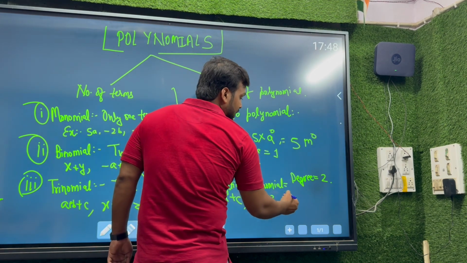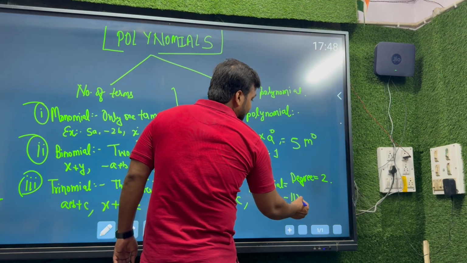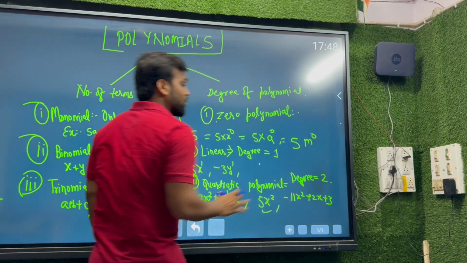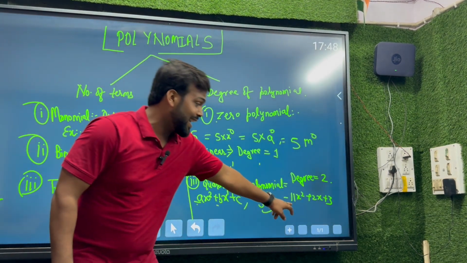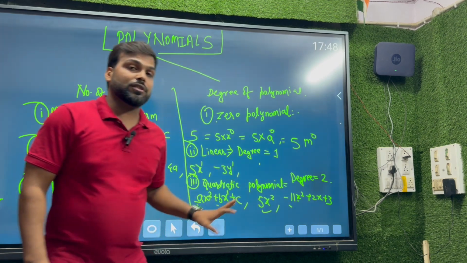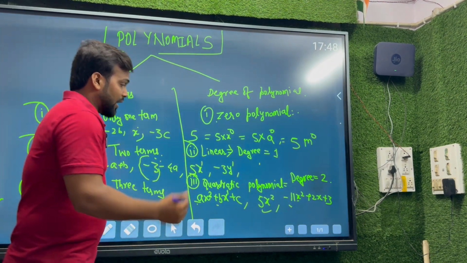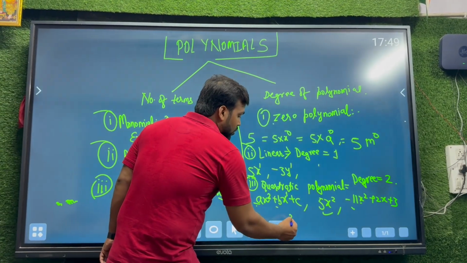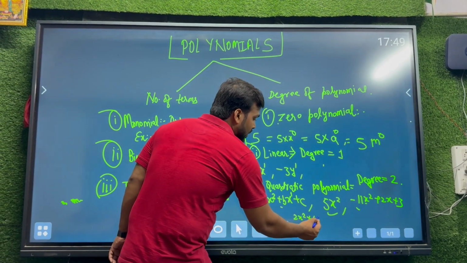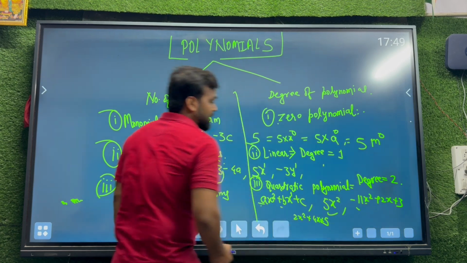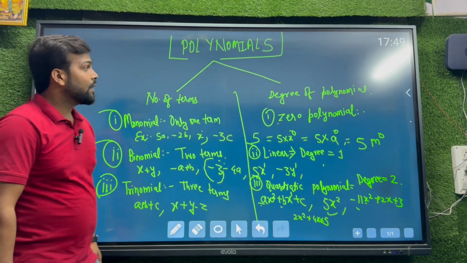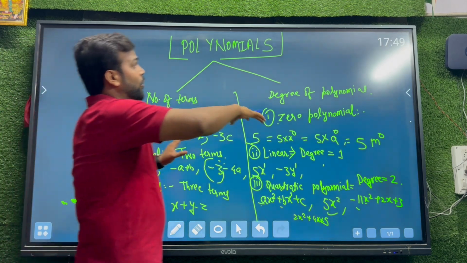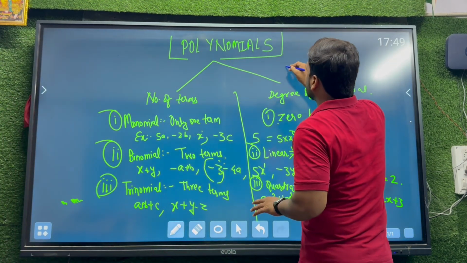Let me write down some more examples. Minus 11x squared plus 2x plus 3 is also a quadratic polynomial, which has a negative coefficient and a positive power. That is all defined. One more example: 2x squared plus 4x plus 5. This is also a quadratic polynomial. Now we don't have that much space, so I will define the cubic polynomial over here. So the third one is the cubic polynomial.